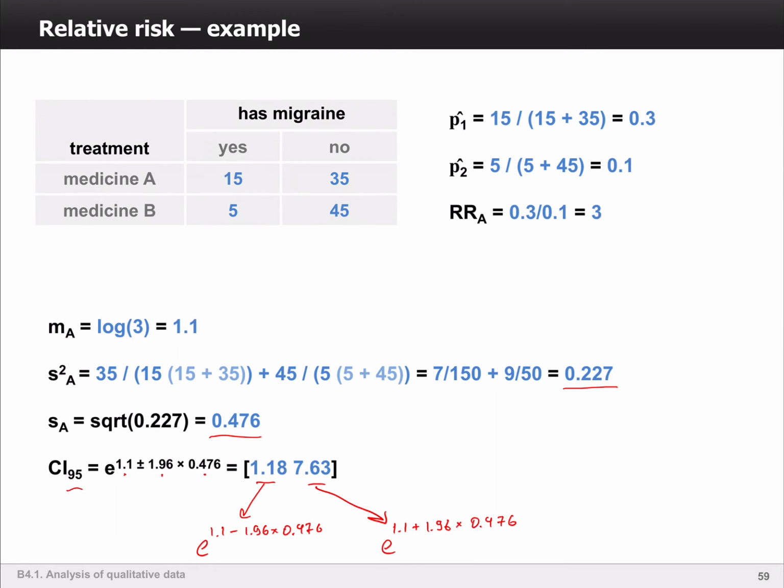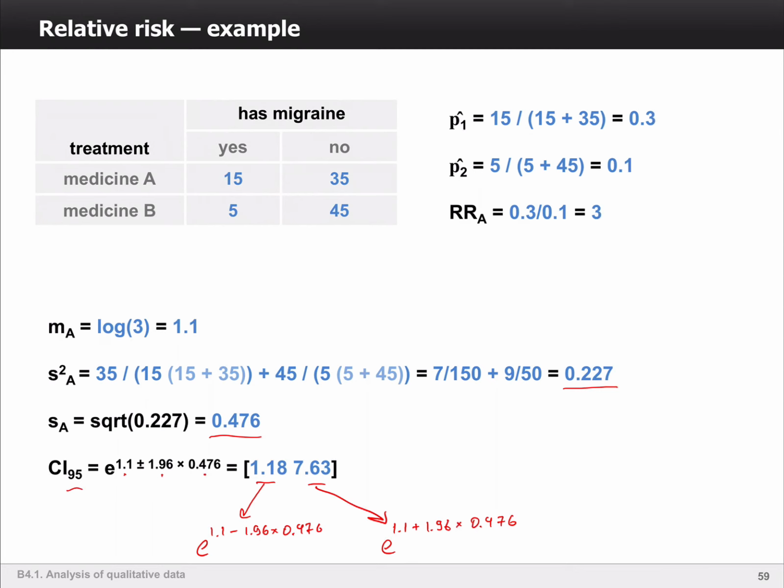So with 95% confidence, the relative risk to get a migraine if you use medicine A instead of medicine B is between 1.18 and 7.63. So it means that we see a difference, right? The difference can be as small as 1.18 or as large as 7.63. We don't know the real one, but it's somewhere in between.